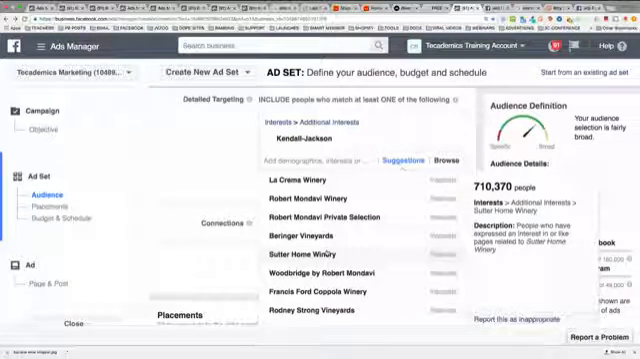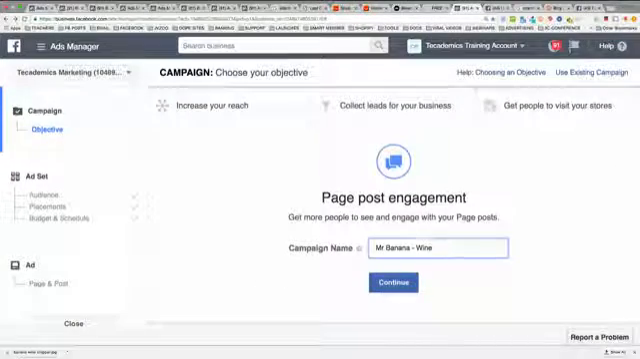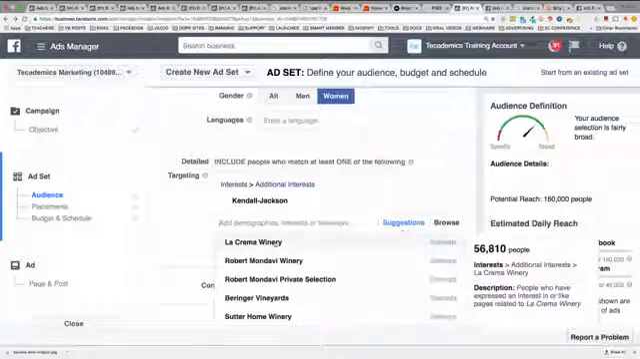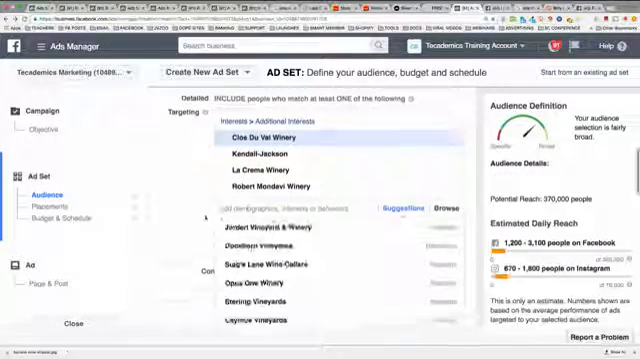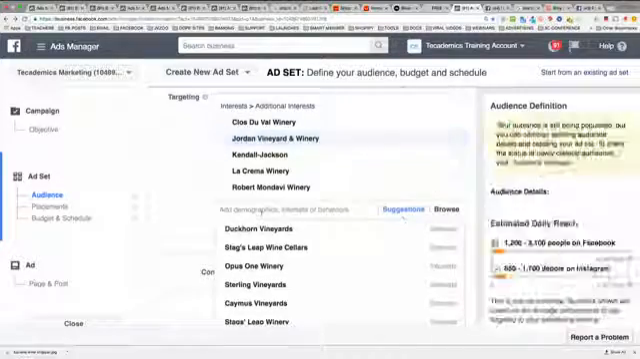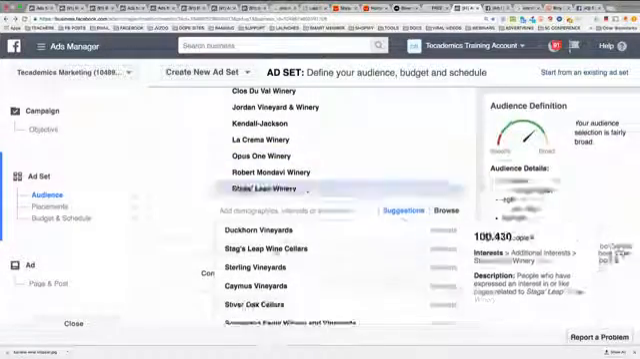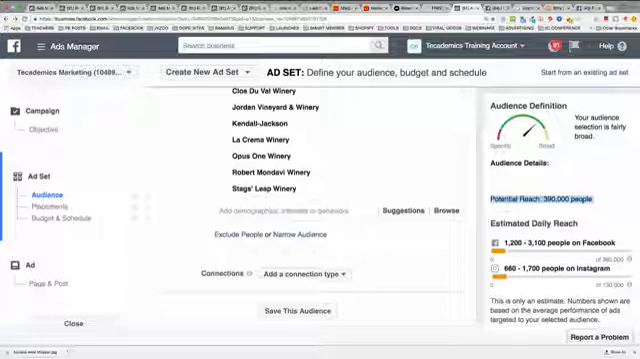So instead of calling these wine brands, I might go over here to my campaign objective, and I might just change it to wineries. Now that I know what Facebook actually wants to give me, I'm actually just going to go here and just do wineries. La Crema Winery, Robert Mondavi Winery, Clos du Val Winery, Jordan, and then I'll do winery. I mean, I'll just go through anything that says winery at this point. Okay? Now, 380,000, 390,000. See how I've narrowed down the audience?